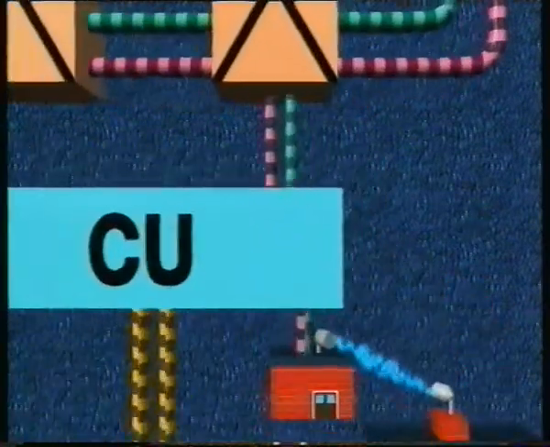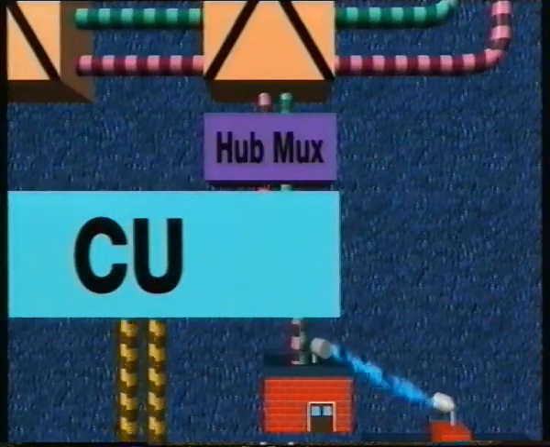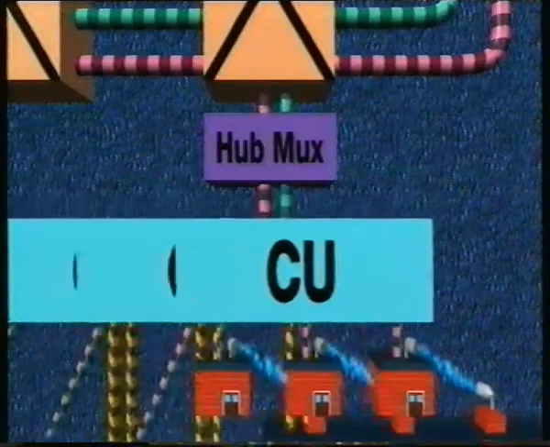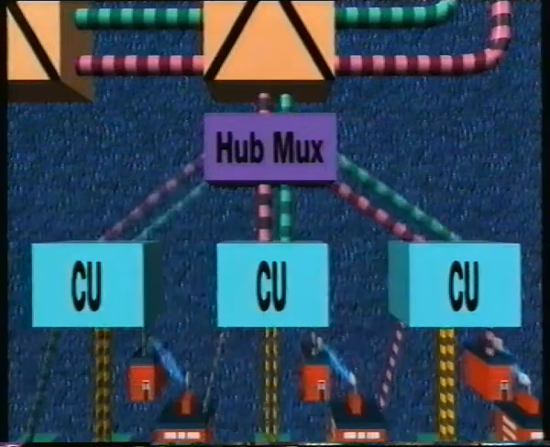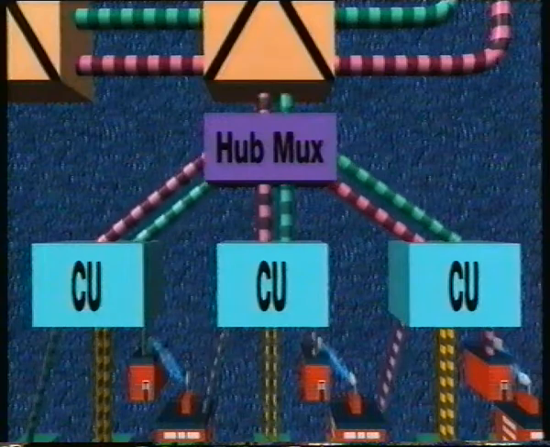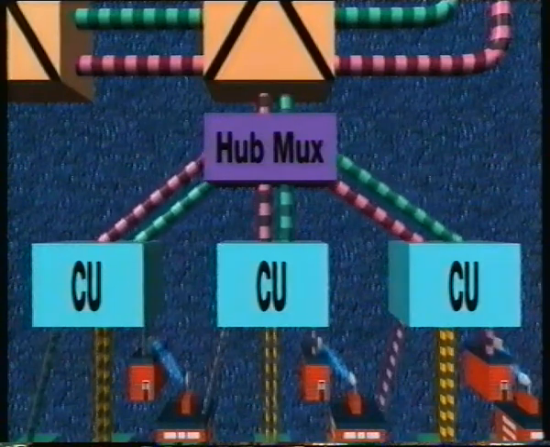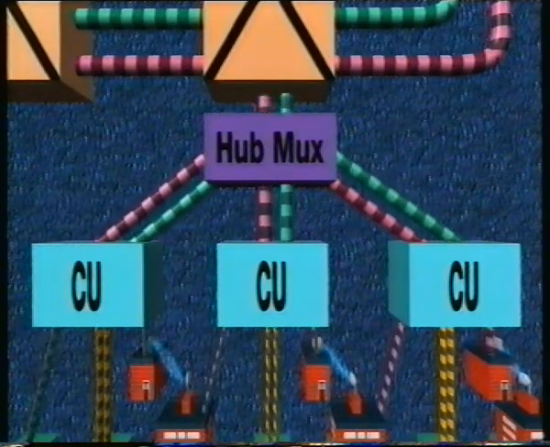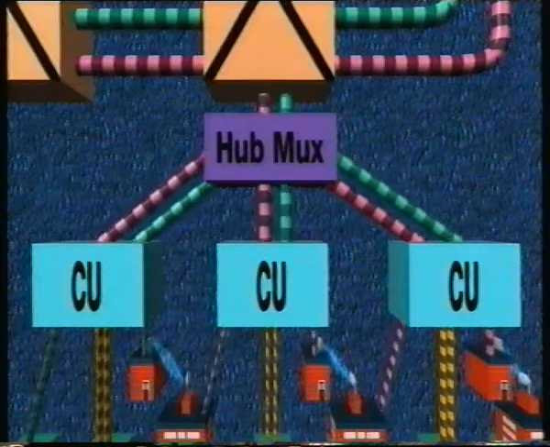At large sites, a hub mux may be utilised. This is basically a large CU and is capable of connecting a number of CUs to the core SDH network. It will also be capable of routing traffic from one CU to another, but will not be provided with a breakout facility, nor will it directly serve customers.